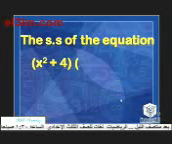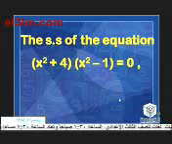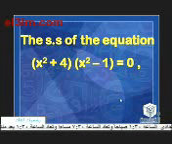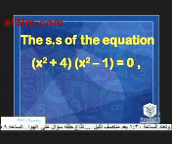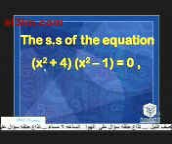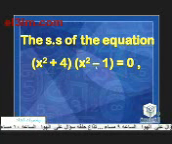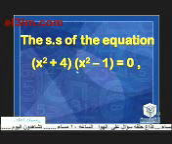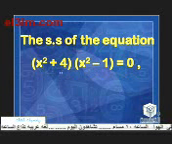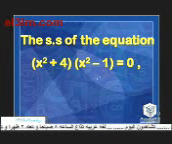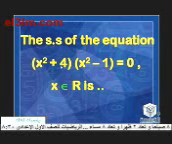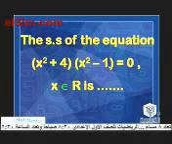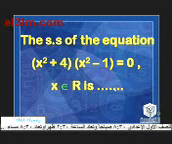Another question. The solution set of the equation (x² + 4)(x² - 1) = 0. The first idea we can guess is how to distribute or expand the two brackets, but this is a wrong idea. I now want to get the value of x from each bracket separately. So the factors are x² + 4 and x² - 1. The solution set is points.